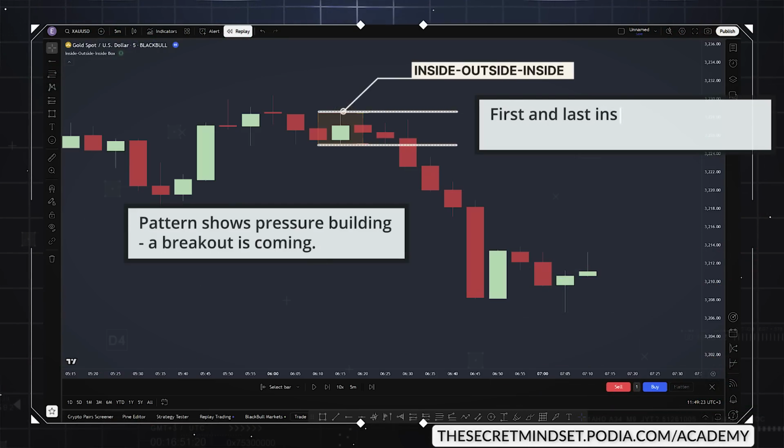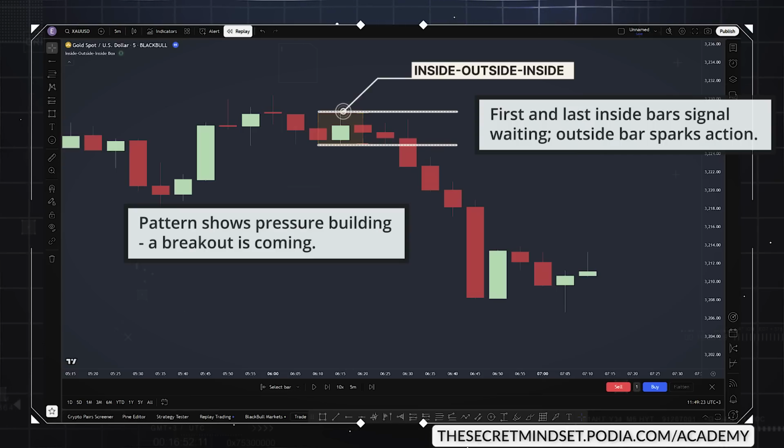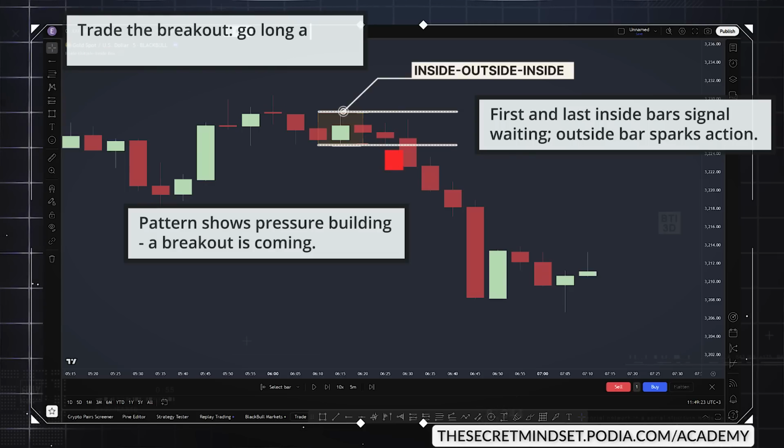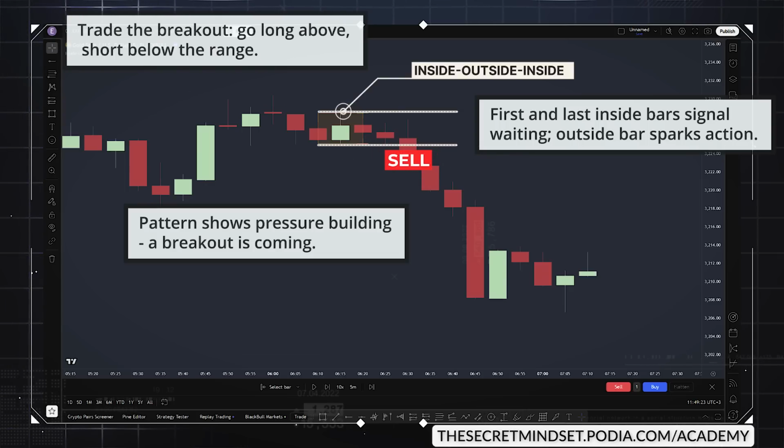The first inside bar shows the market is waiting. The outside bar is the spark. The final inside bar shows the waiting isn't over. Something is about to break loose. This is what traders call a pending breakout. Price is about to move, but nobody knows which way. But when price breaks out, you follow. If the upper range is broken, you go long. If the lower one triggers, you go short.